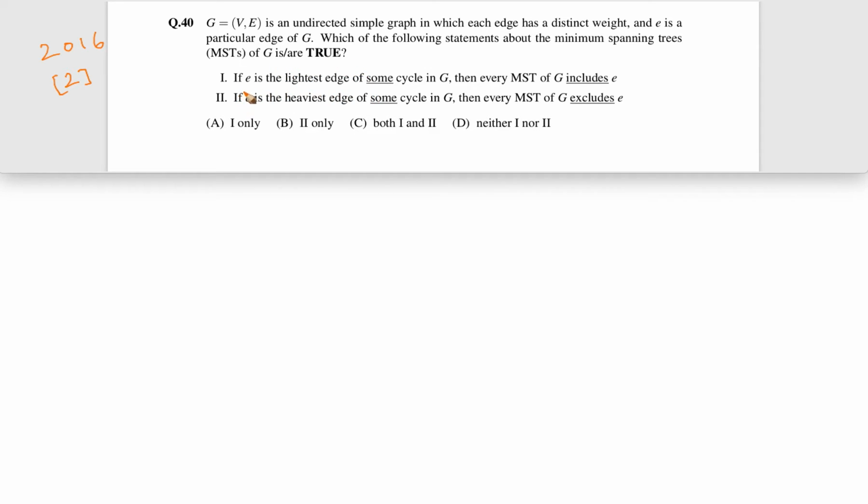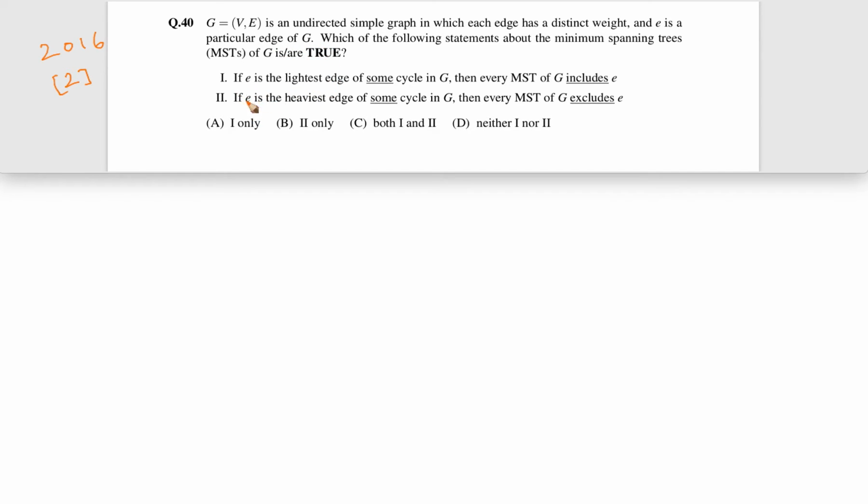The first statement is: if e is the lightest edge in some cycle of G, then every MST of G includes e. And the second statement is: if e is the heaviest edge of some cycle of G, then every MST of G excludes e. Okay, so e is any particular edge of G.